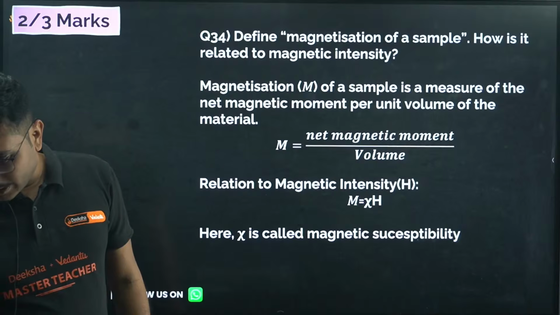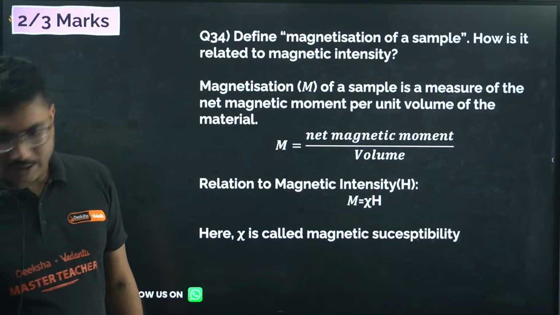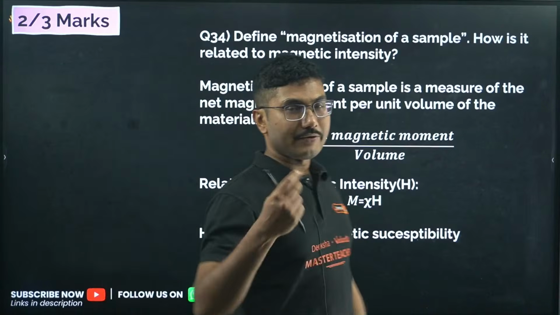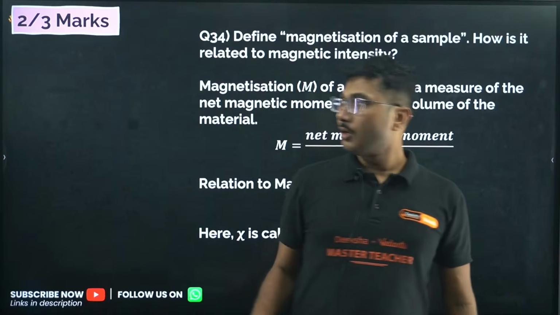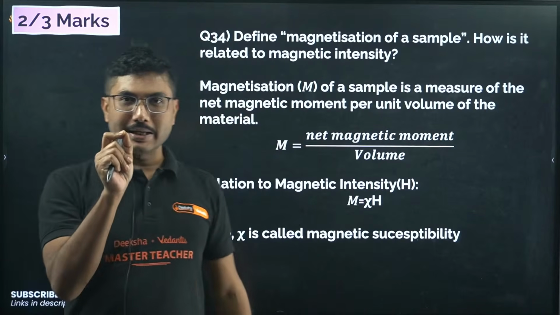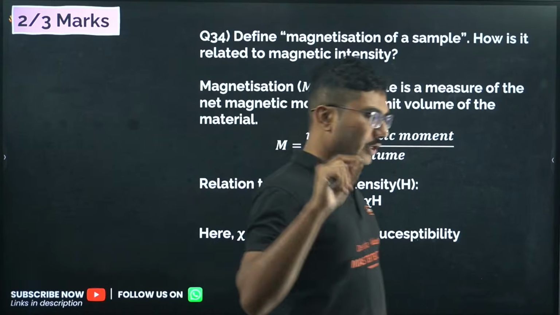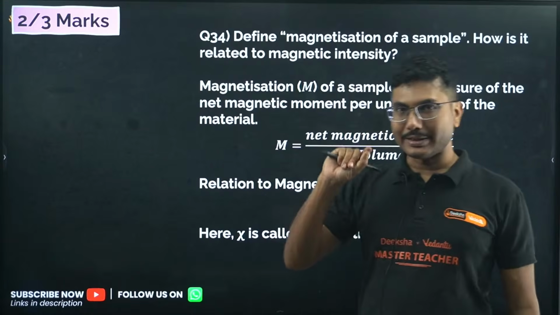Sir, for a 5 mark derivation, how much should we write? For a 5 mark derivation: diagram, explain the diagram. If you are using any variable, try to explain the variable.